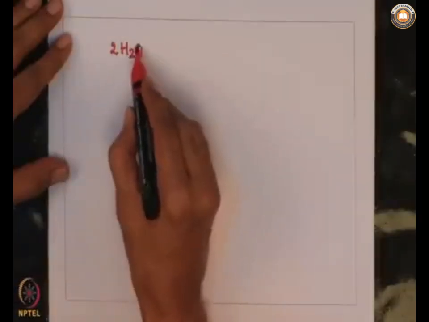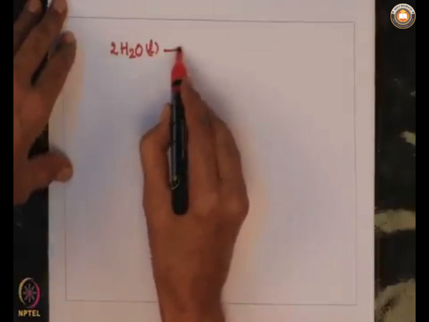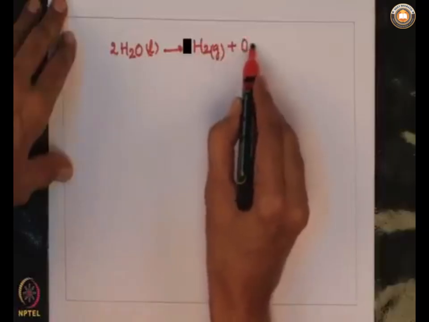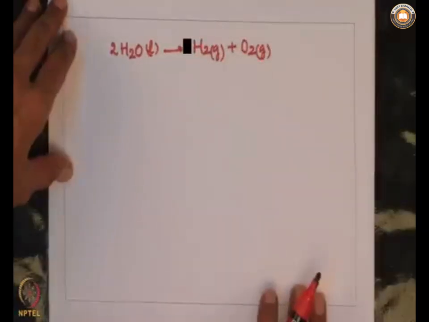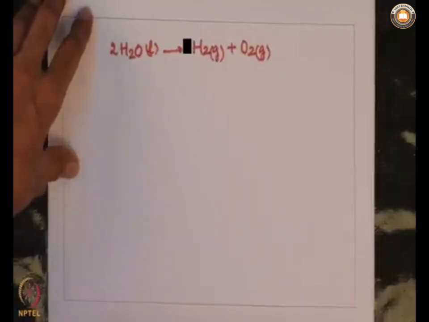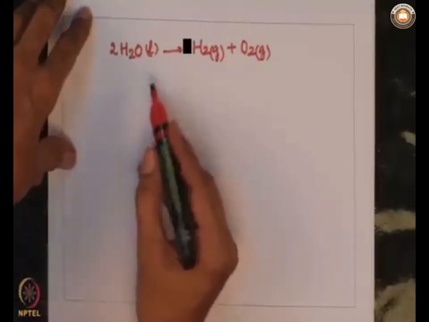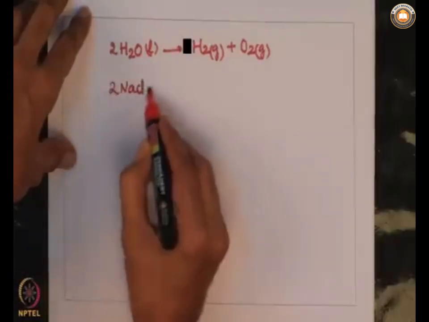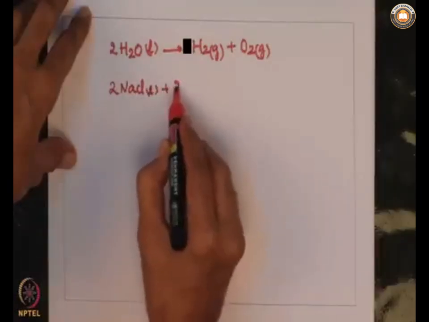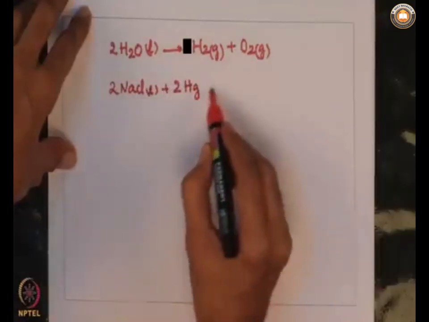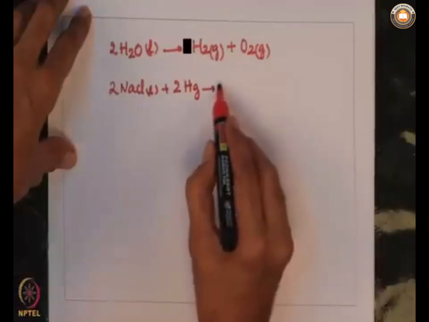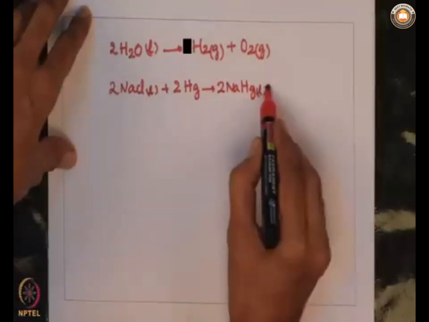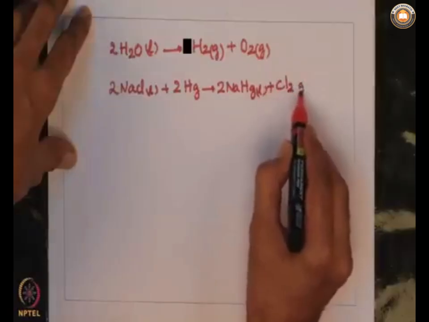Electrolysis is nothing but the splitting of water into hydrogen and oxygen. This is a clean method of preparation of hydrogen. In case of electrolysis of brine, first sodium chloride is treated with mercury to generate sodium amalgam or sodium mercury alloy, and Cl2 will be liberated.